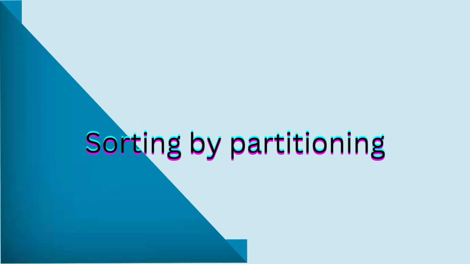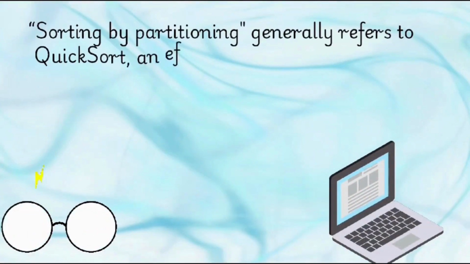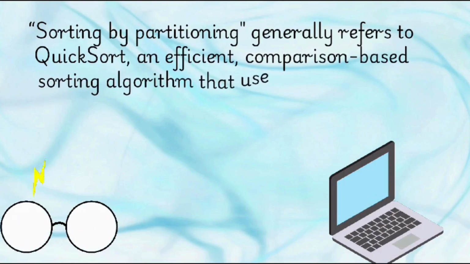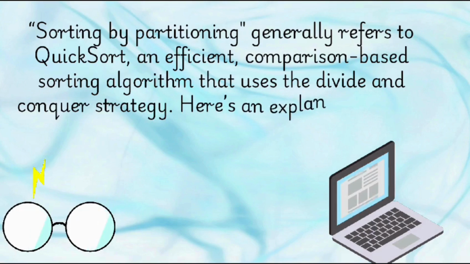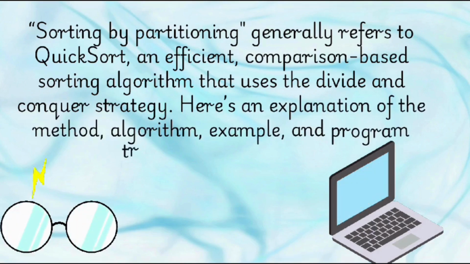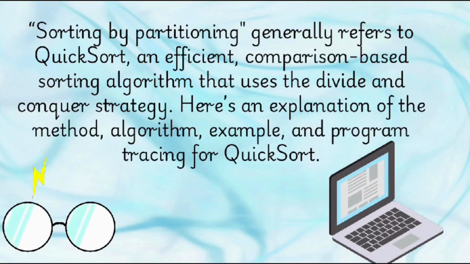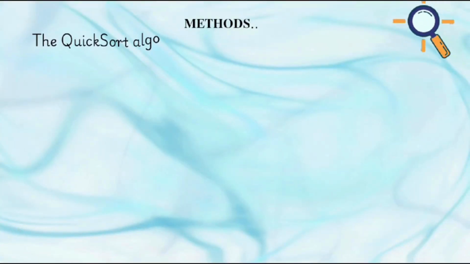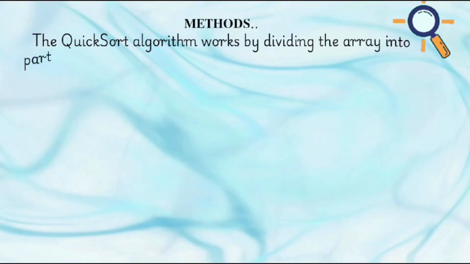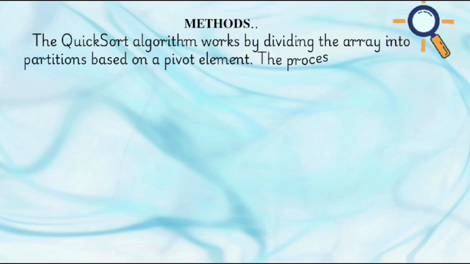Next, finally, we are going to see about sorting by partitioning. Sorting by partitioning generally refers to quicksort, an efficient, comparison-based sorting algorithm that uses the divide and conquer strategy. Here's an explanation of the method, algorithm, example, and program tracing for quicksort. 1. Method. The quicksort algorithm works by dividing the array into partitions based on a pivot element.